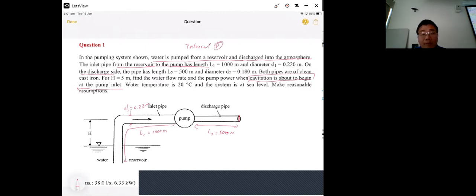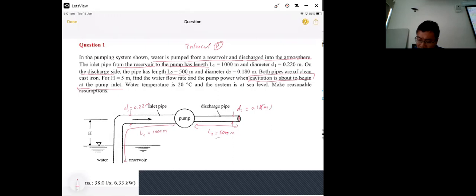Tutorial 8. And this one is a question in the final exam, let me see, 3 years ago. The question in the final exam 3 years ago. And the pipe length L2 here, and D2 is 0.18 meter.